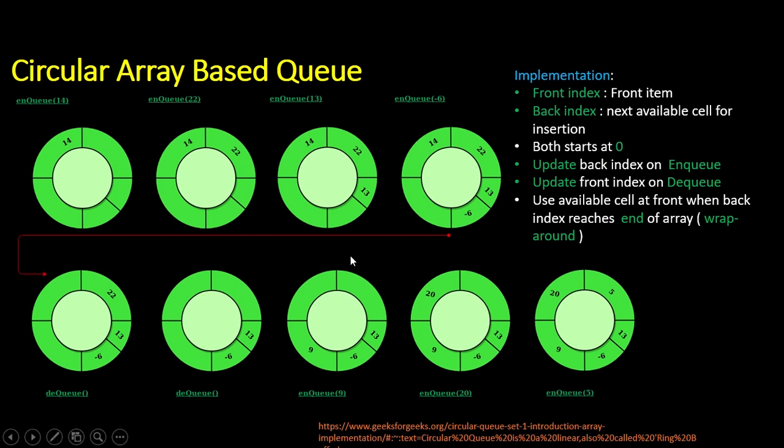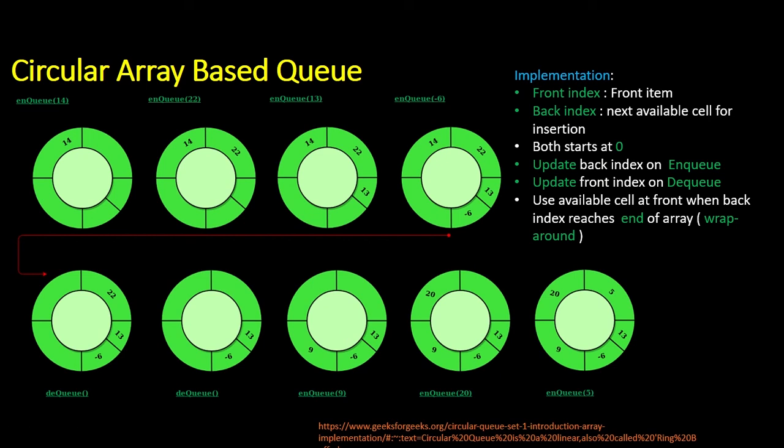Okay, so use an available cell at the front when the back reaches the end of the array. So in the back part, let's say right here, when it enqueues 9, this is let's say the end of the array. The indices are 0, 1, 2, 3, 4, so the last index is 4. Since the next available cell after index 4 is index 0, it will just wrap around. It will use the next available cell of the queue.